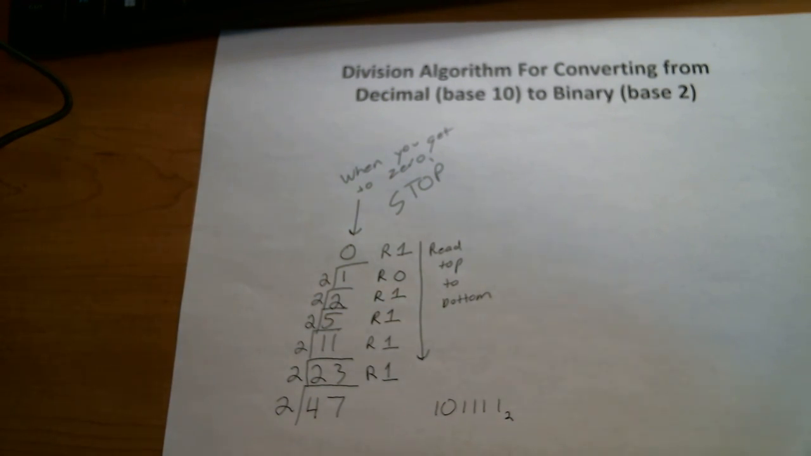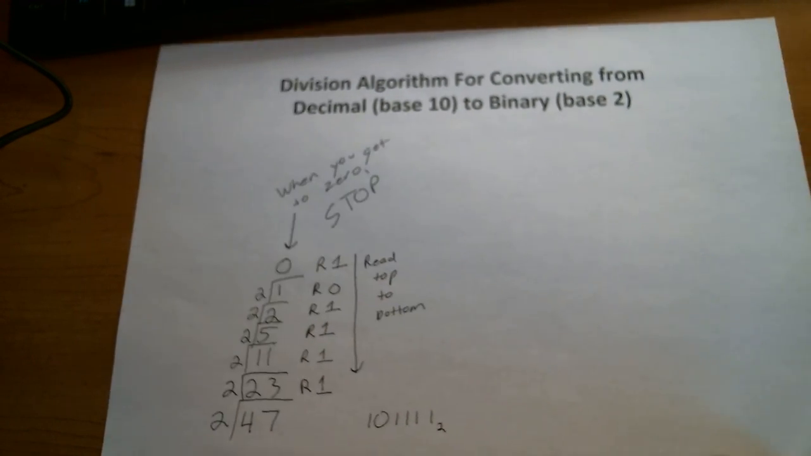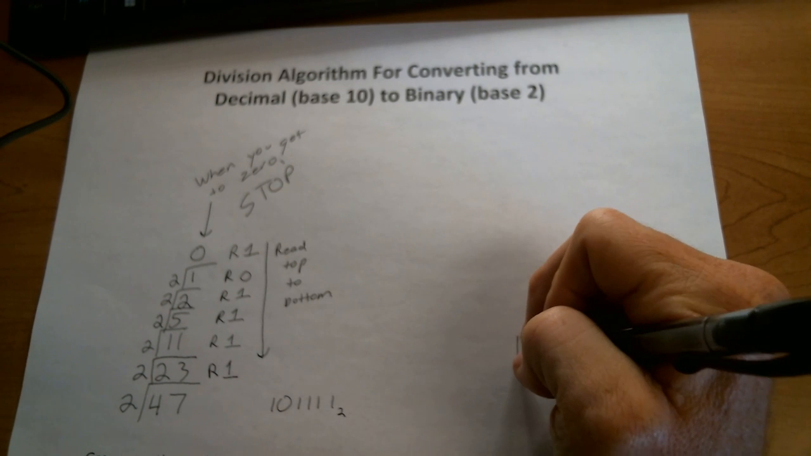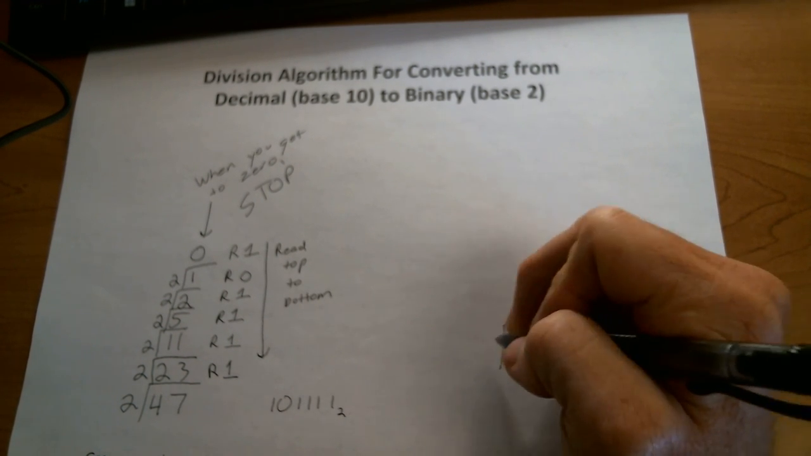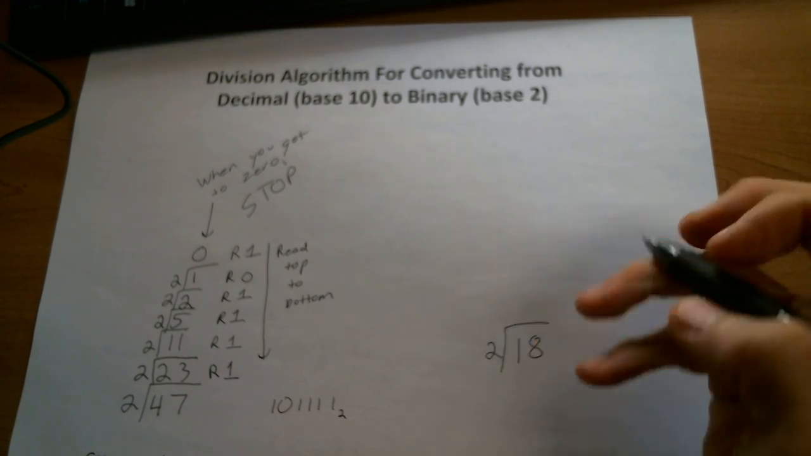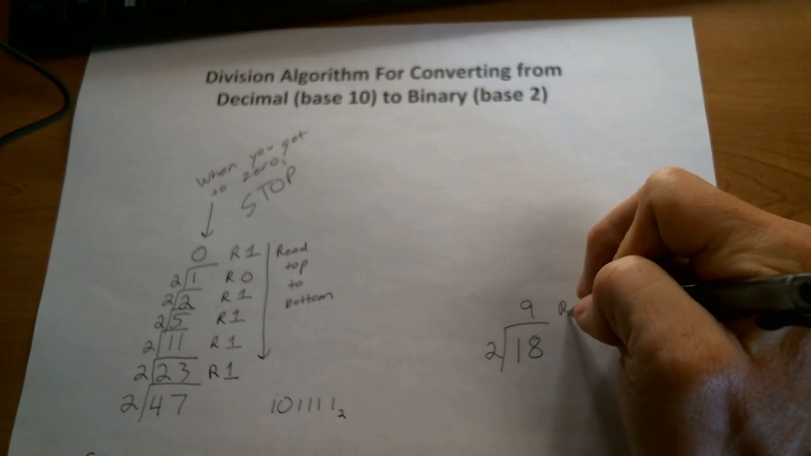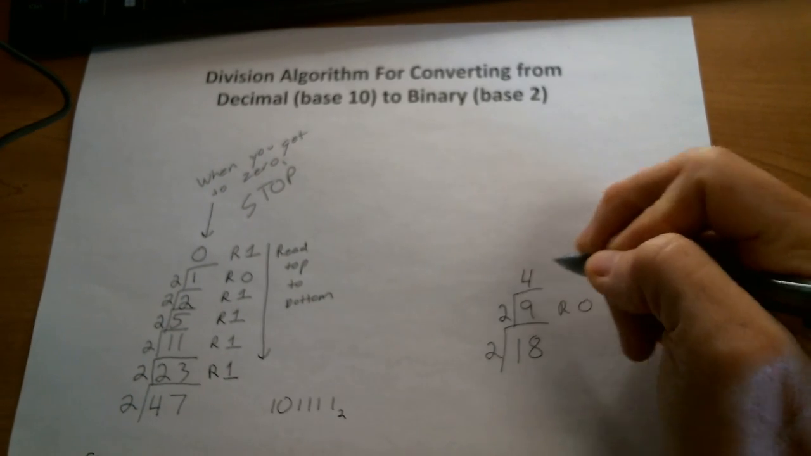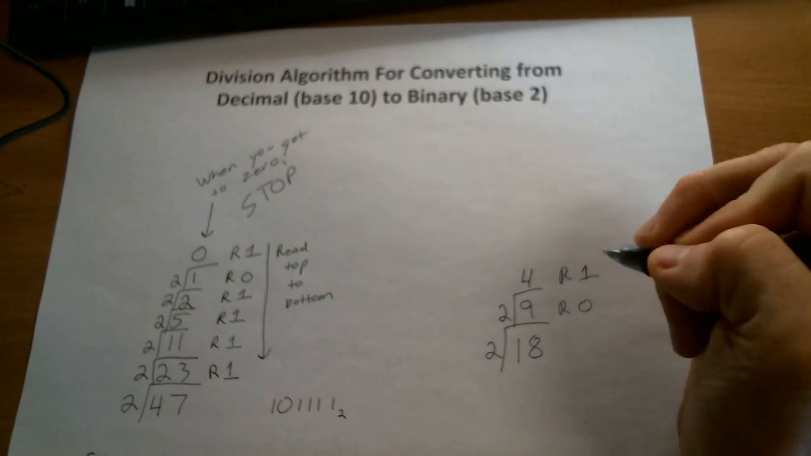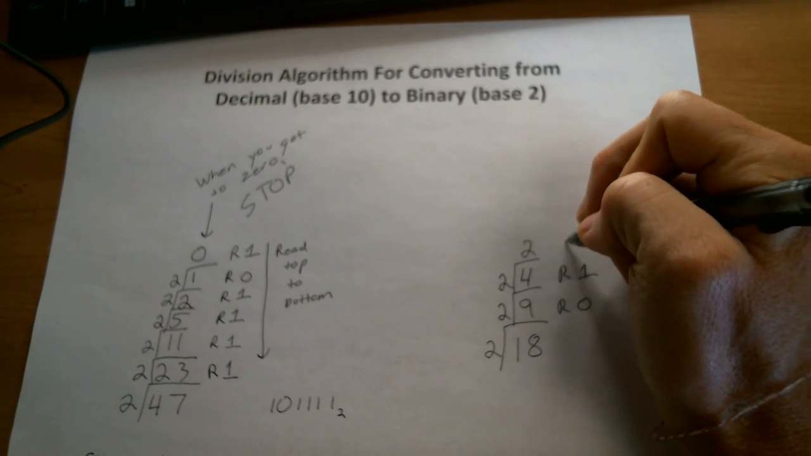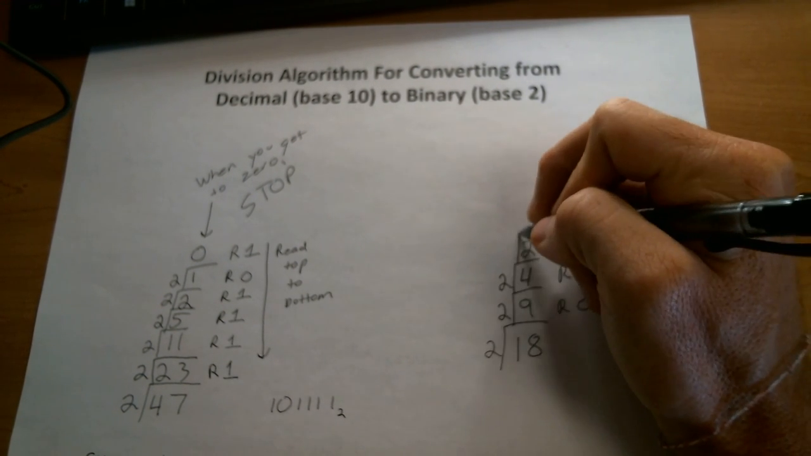So let's do one more of these just to make sure we're good with the division algorithm. We'll do the number 18. We're going to divide it by 2. 2 goes into 18 9 times with a remainder of 0. 2 goes into 9 4 times with a remainder of 1. 2 goes into 4 2 times with a remainder of 0.